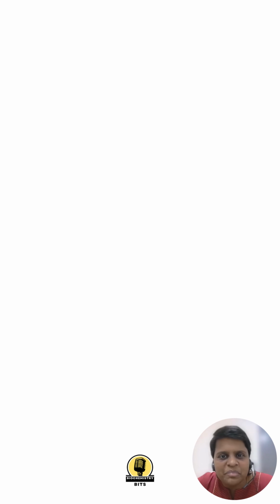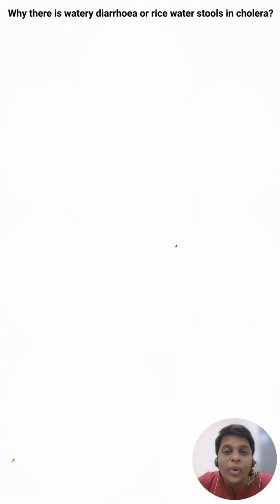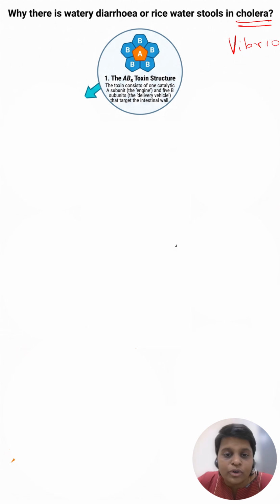In our biochemistry bits reasoning out question series, we are in episode 18. Why there is rice water stools in cholera. What is cholera? Cholera is a bacterial infection which is caused by the bacterium Vibrio cholerae, and it produces a toxin called cholera toxin. What does this cholera toxin look like?